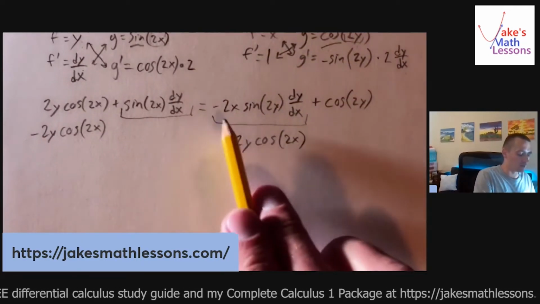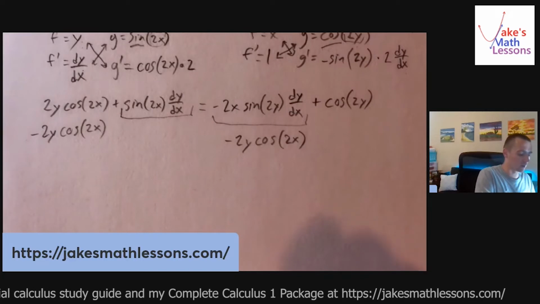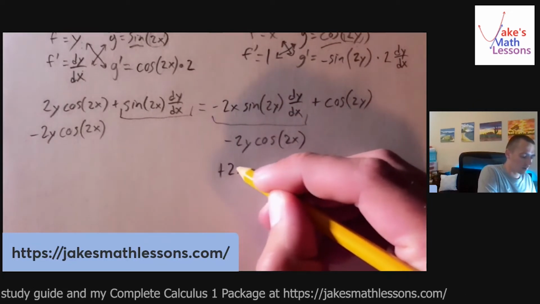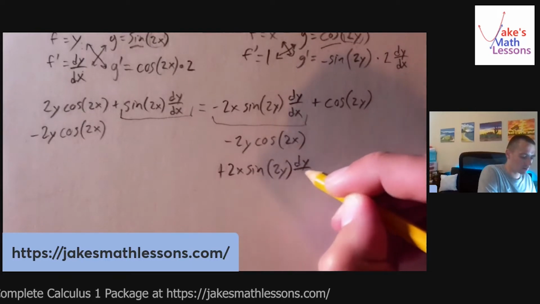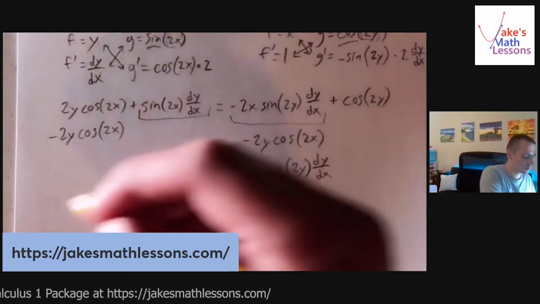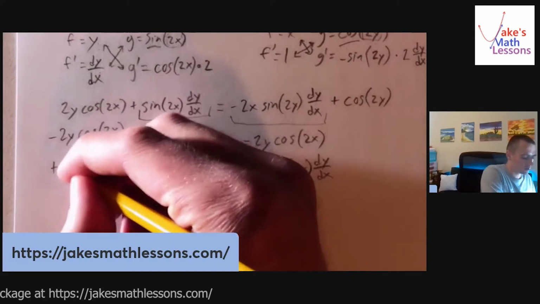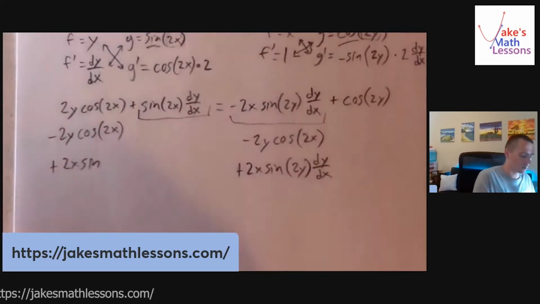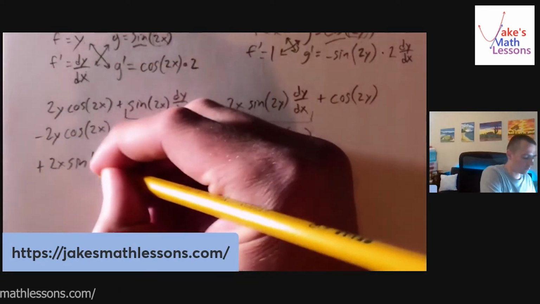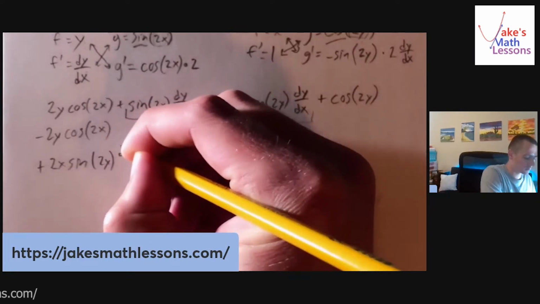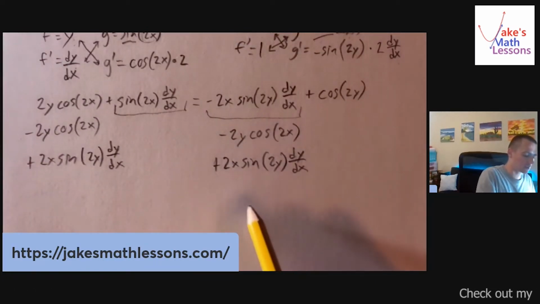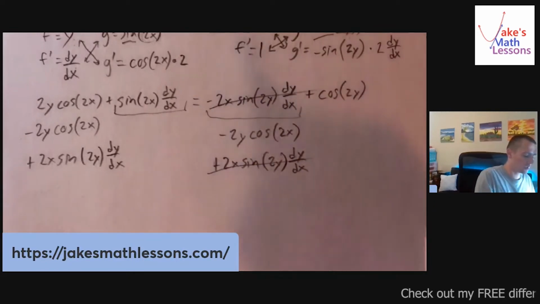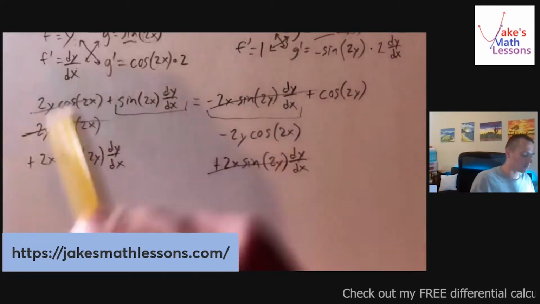And then we need to move this over to the left. So we're going to add 2x sine of 2y dy dx to both sides. So plus 2x sine of 2y dy dx. And what that is going to do is it's going to cancel this over on the right side of our equation. It's going to cancel this over on the left side of our equation.